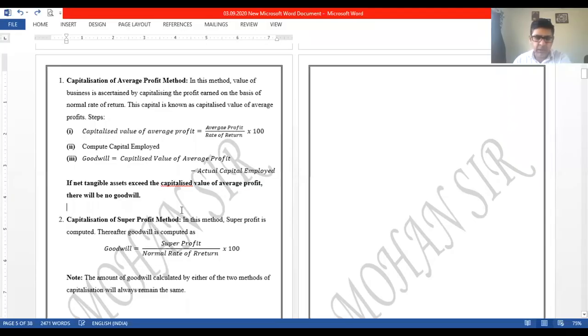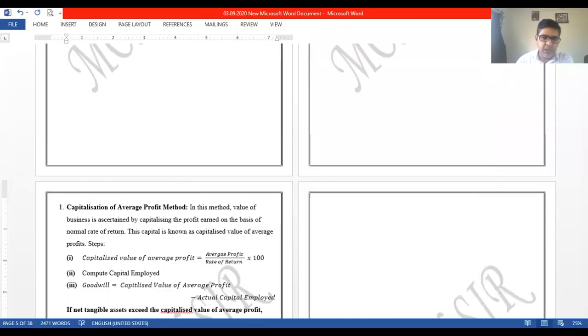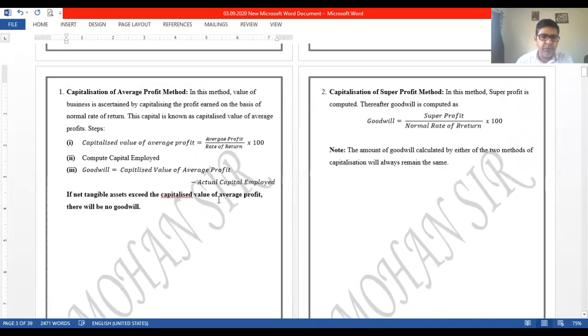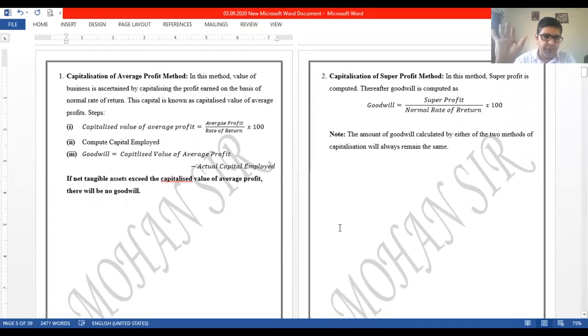Capitalization method. In the books, as I told you, the methods are divided into only 3, but I have divided them into 5. One is the average profit method. As per the book, if I go with the average profit method, we have simple average and weighted average. The second method as per the book is super profit, and the third method as per the book is capitalization.